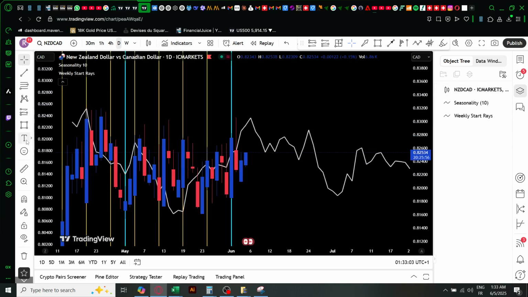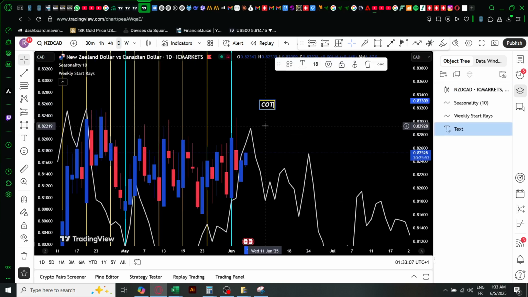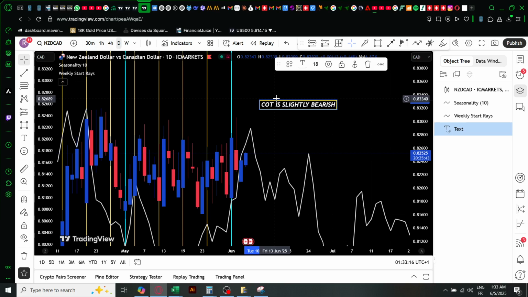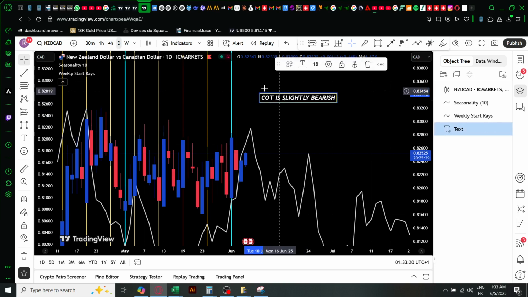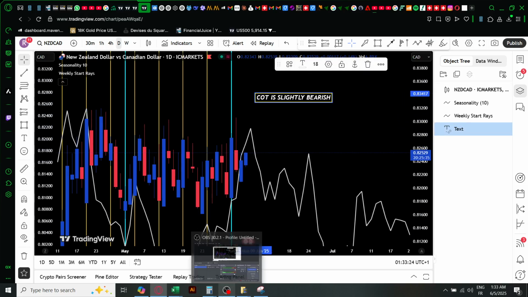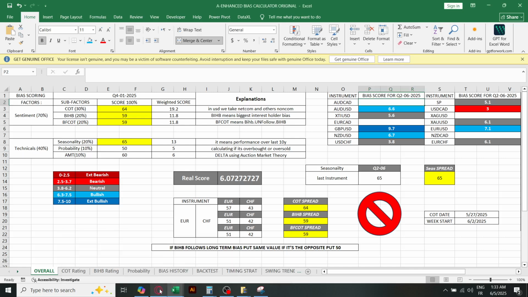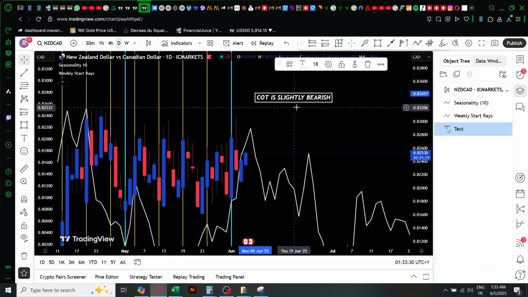So the first thing we're gonna mark is COT is slightly bearish, or our system. This is my favorite system, by the way. So it gives me the whole week's bias, and of course I have my own timing strategy over here, so it's not our topic anyway.